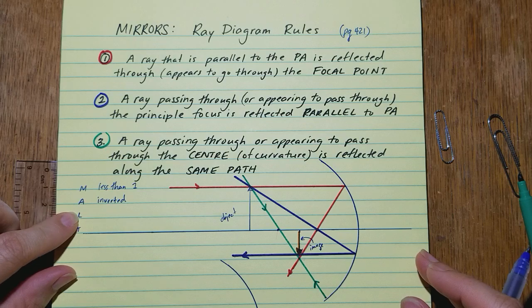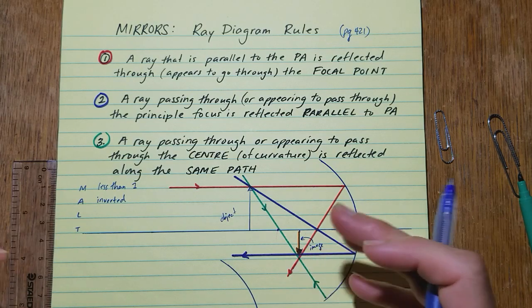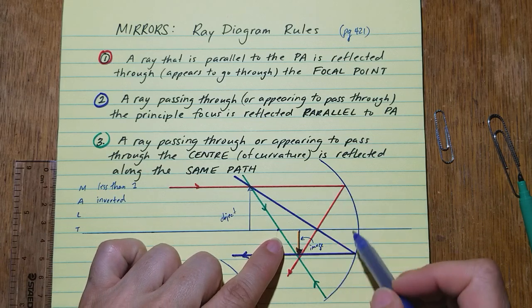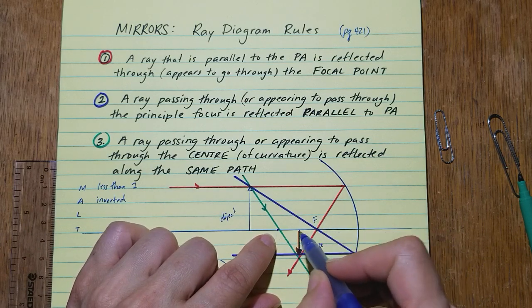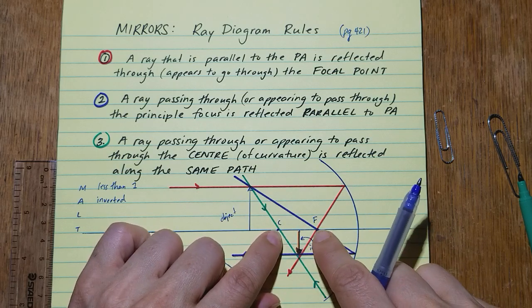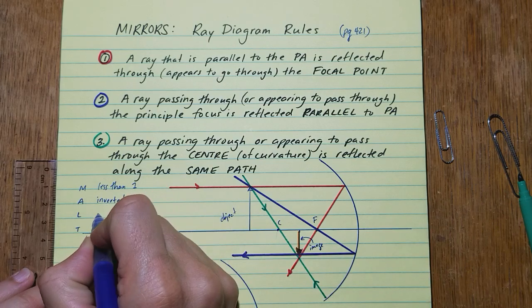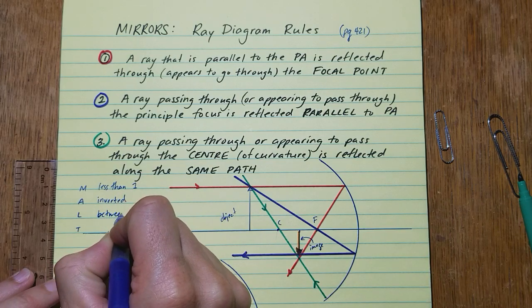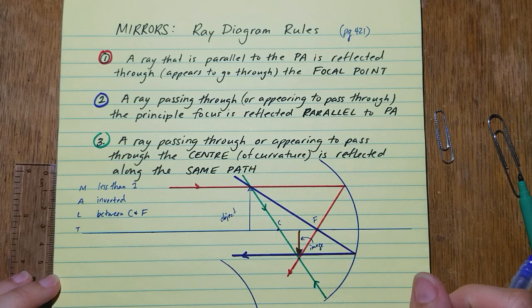All right, now L stands for location. You can physically measure this, or you can just do it with the characteristics of the mirror. So remember, this is the focal point, okay, and this is the center. So what we can say is the image is located between C and F, between the center and the focal point.